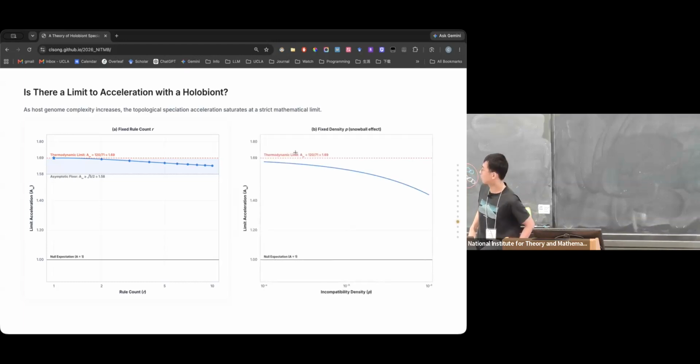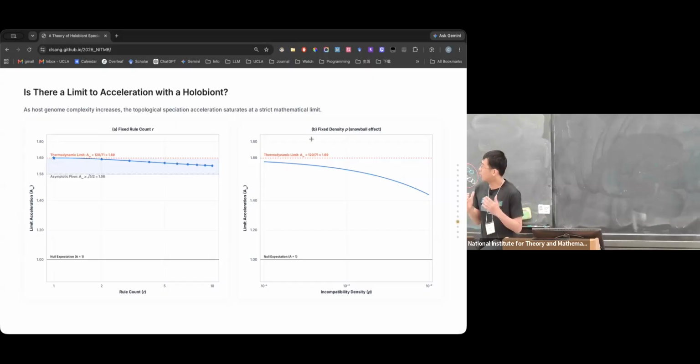We can also do it for another case, which is how Alan Orr has been modifying this BDM model, where he introduced this snowball effect. Instead of a fixed set of rules, he lets two pairs of loci have a fixed probability of being incompatible. But also in his model, the maximum effect of this acceleration is fixed, still going to be less than 2.